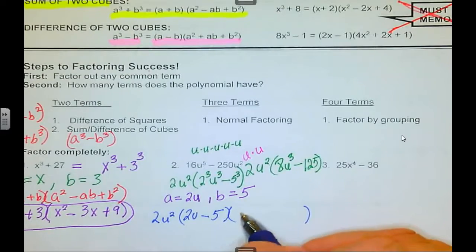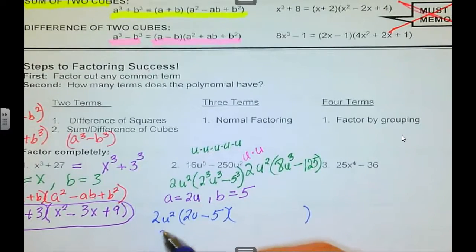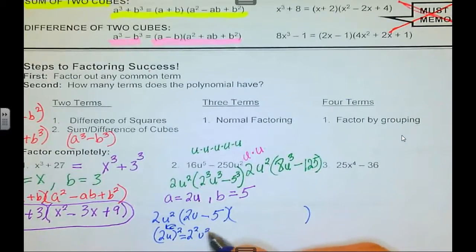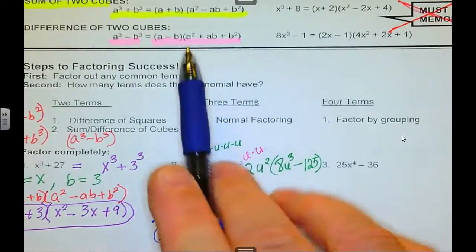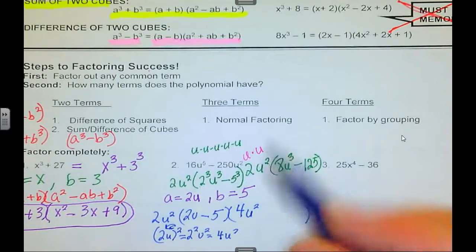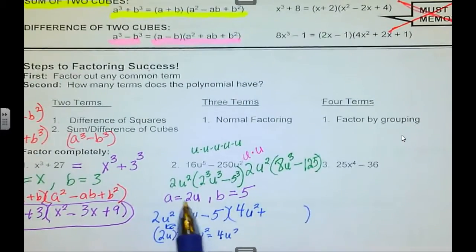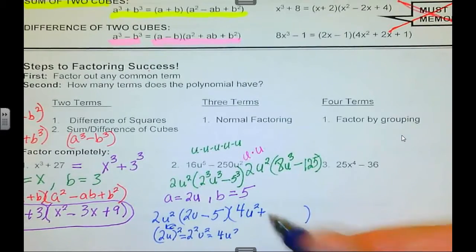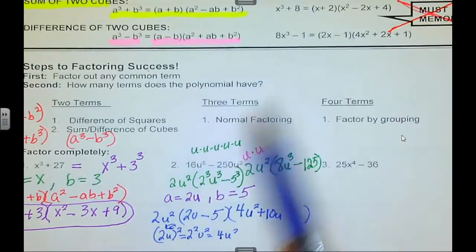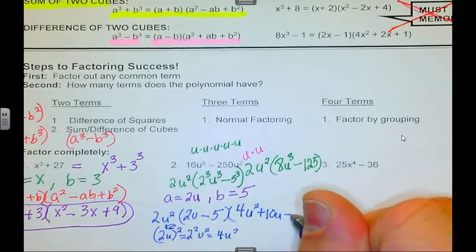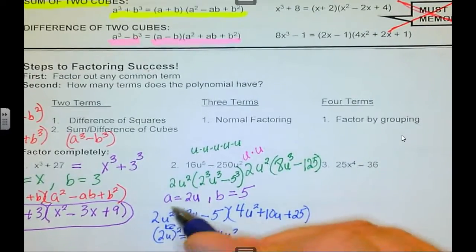A squared. Okay, A squared is going to be 2u squared. Don't forget, you have to distribute that 2 to each one, so that gives me 2 squared u squared, which is 4u squared. Plus A times B, so 2u times 5 is 10u. And then I have B squared. B squared is 25. There's my answer.